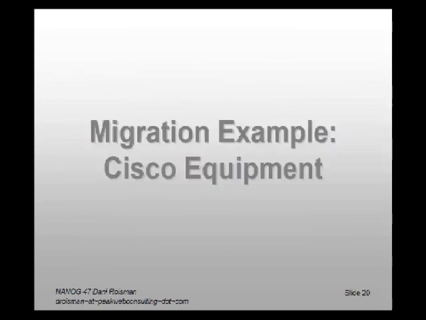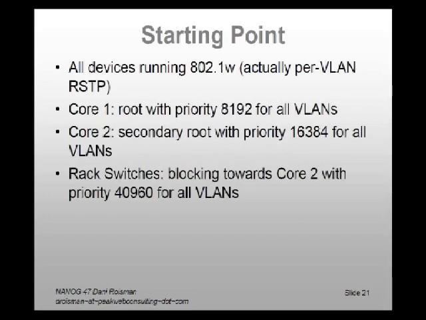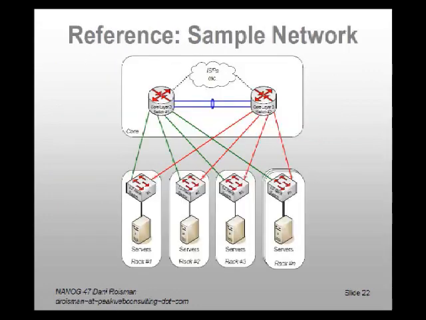Here's the migration example on this in a Cisco network and how we actually got it done. So our starting point, all our devices were running per VLAN RSTP 802.1w. Core 1 had a priority of 8192 for all VLANs, so he took root. Core 2 was our secondary root with a priority of 16384 for all VLANs, and our rack switches were all blocking towards Core 2 with a priority of 4096, a little bit worse than default for all VLANs.